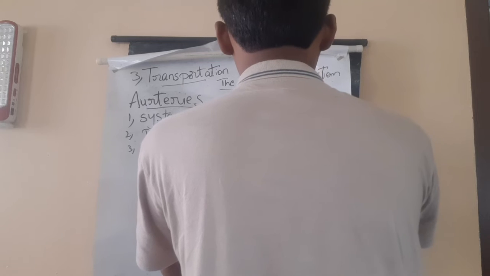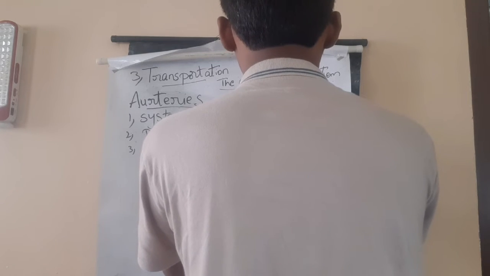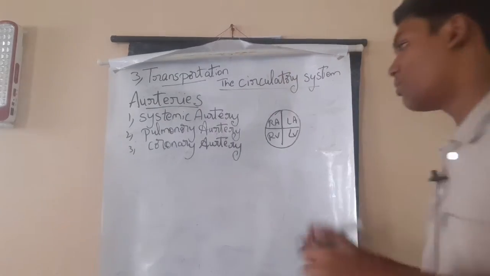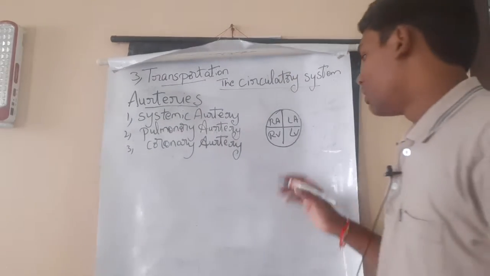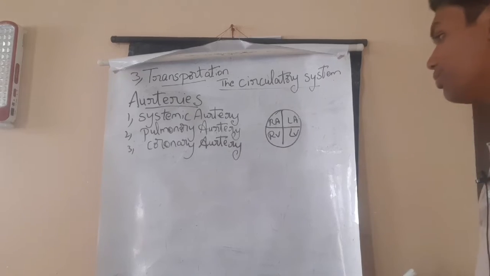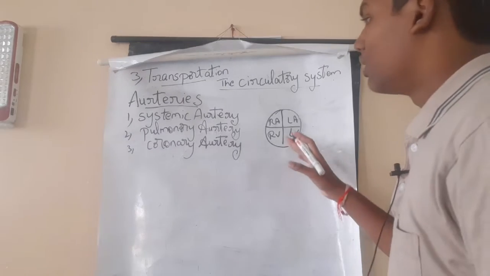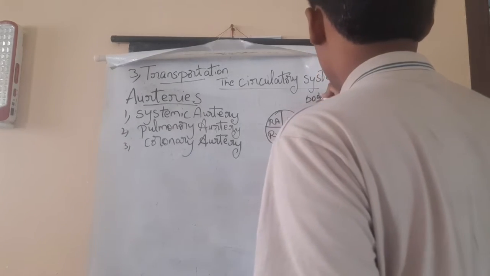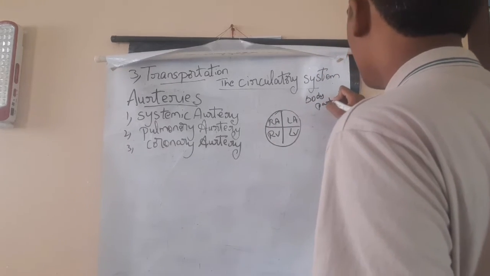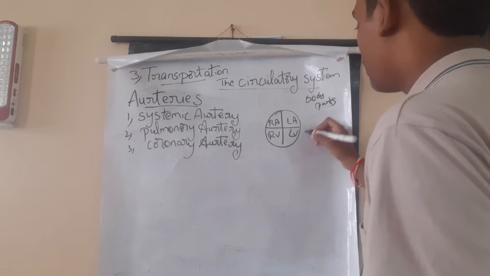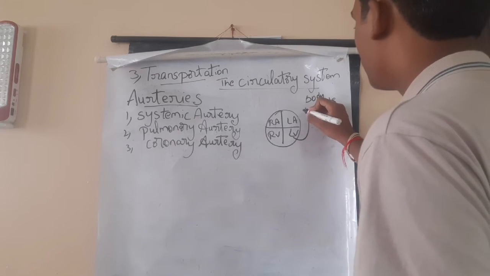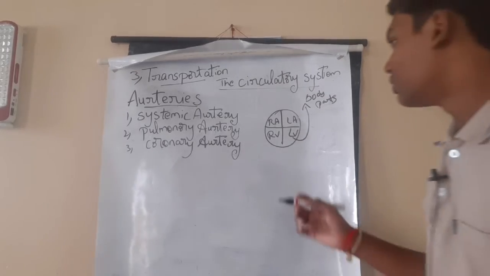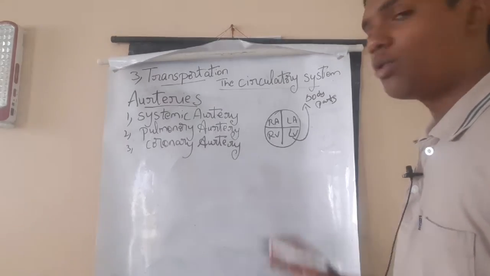Let us draw a diagram. These are the four chambers, right? This is the left ventricle. So in the systemic artery, it is carrying, these are the body parts. Let us assume these are the body parts. The systemic artery carries blood from the left ventricle to body parts, means heart to body parts. Now this is about systemic artery.